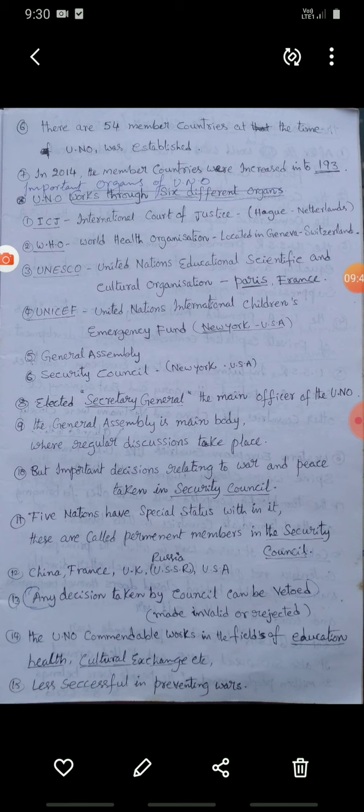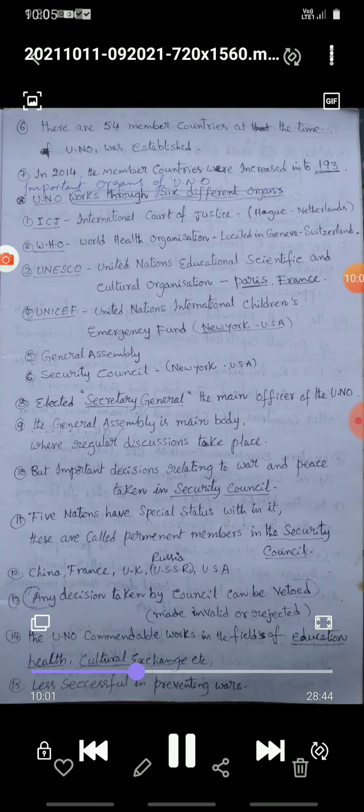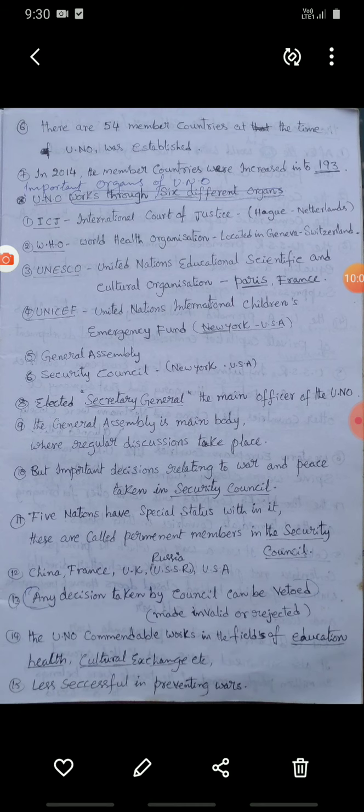The General Assembly is the main body where regular discussions take place. But important decisions relating to war and peace are taken in the Security Council. The Security Council is the more powerful organ in UNO.